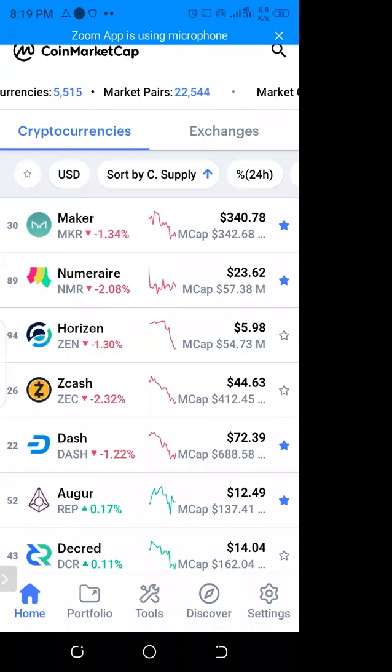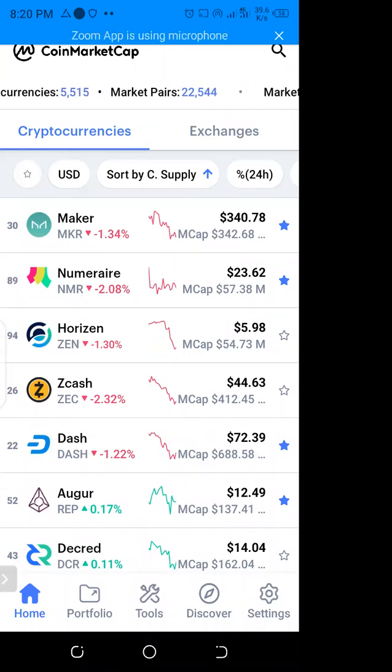Number one, the first thing you ought to do is to make sure that the coin is found on CoinMarketCap. That is the app that you are seeing on your screen right now. Try and download it if you don't yet have it. But you don't necessarily need the app to do your findings. You can go to coinmarketcap.com and equally use it to do your research.